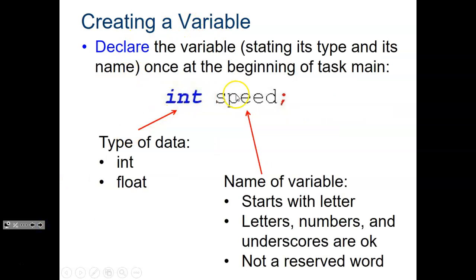Creating a variable: int, this is an integer. A float, you could put float and that would be a decimal. The name starts with a letter. Letters, numbers, and underscores are okay, but you can't make it like start motor. Reserved words, the words that we use in our natural while, you can't make a variable called while because that's a reserved word inside of our programming language.